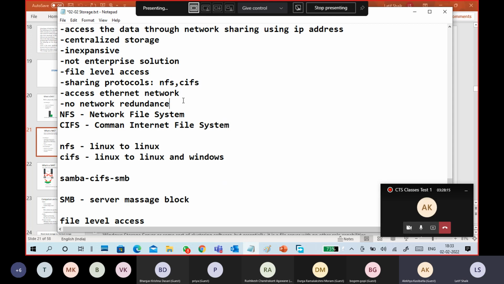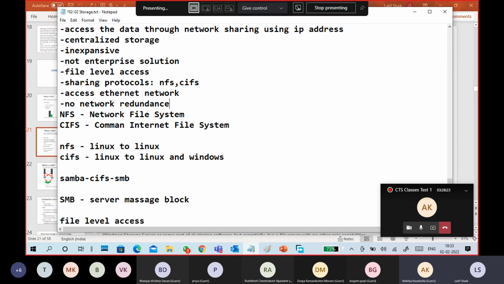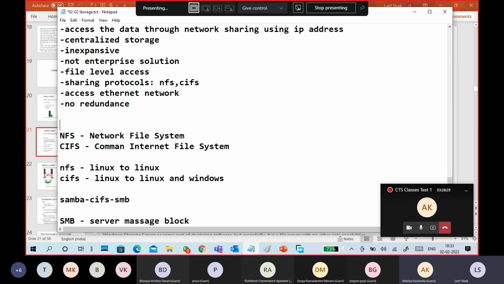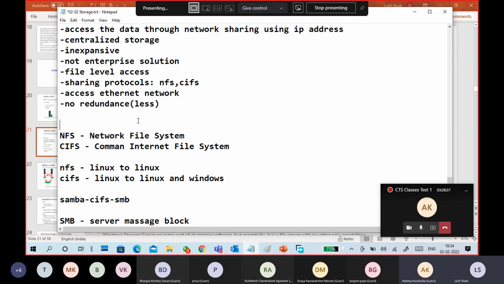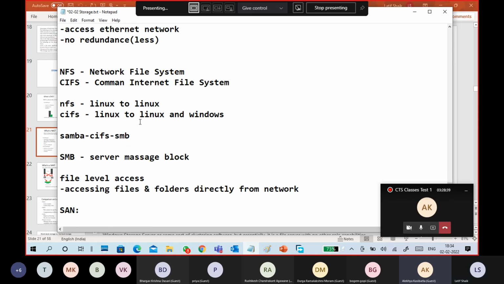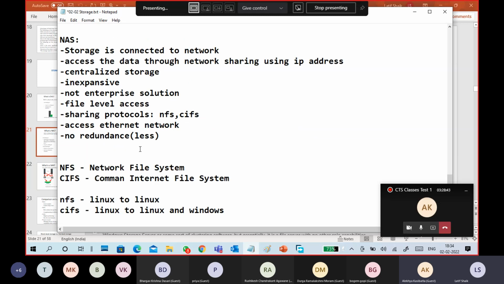Network related redundancy and storage redundancy are not much there. Storage has no redundancy, or less redundancy. So mostly it is less or no redundancy. We can't say there is no redundancy at all. So guys, do you understand NAS or not?